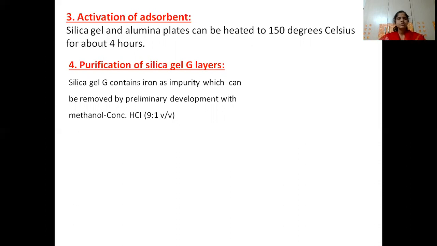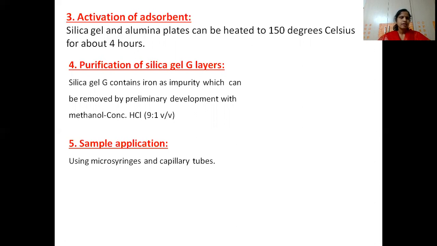How to remove it? We have to develop that slide with a solvent, and that solvent should be methanol and concentrated HCl, taken in 9:1 ratio. So we prepare the solvent, methanol and concentrated HCl in 9:1 ratio, and then whatever slide we have prepared, we put it in the solvent, so that as the solvent rises up the slide, the iron which is present in the silica gel travels along with the solvent and is removed.